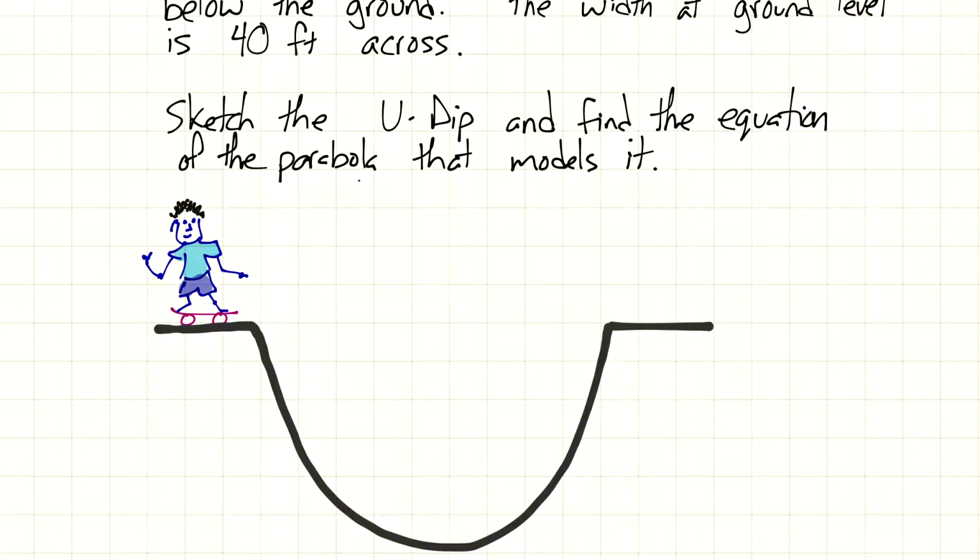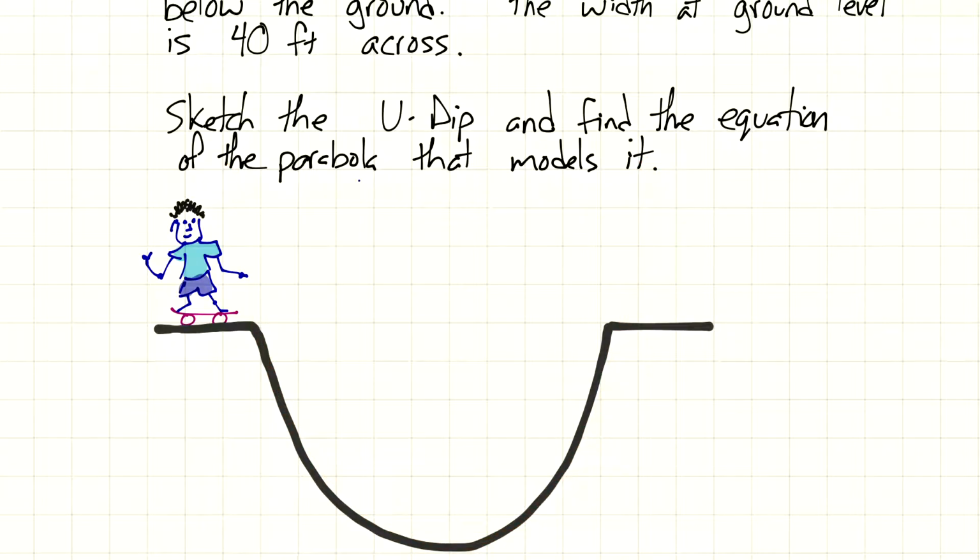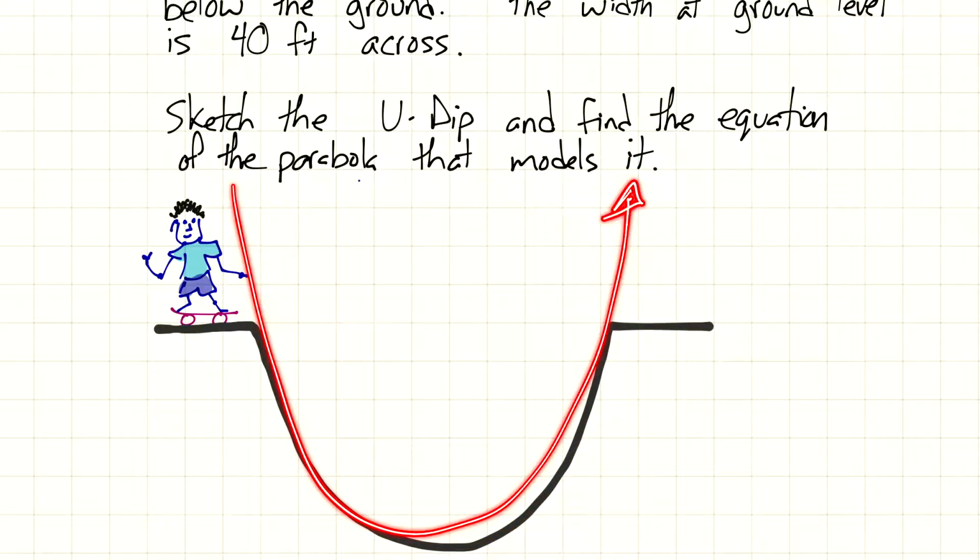Now, you should notice right away this one is different than the other two problems because this one actually goes underground, which means this parabola that it creates is actually positive orientation. So right away you should already know when we solve for our A value, we should end up with a positive A value.